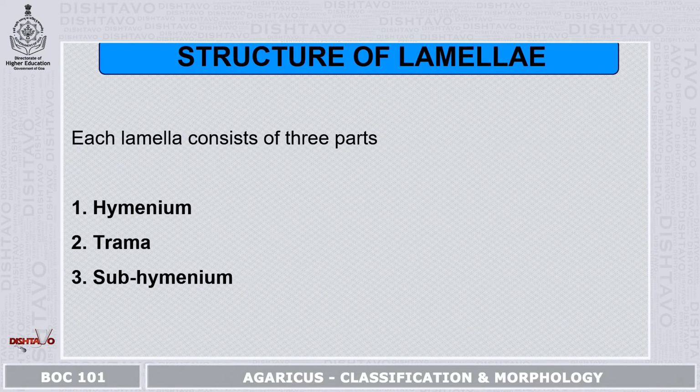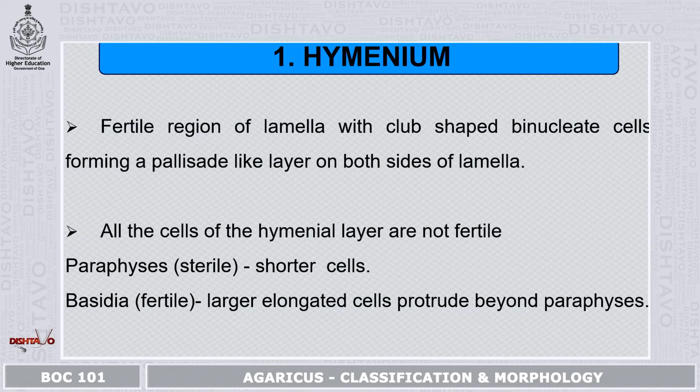Now, if you see the structure of a lamella or the gill, it has three parts: hymenium, trama, subhymenium. The hymenium is the fertile region, students, with club-shaped binucleate cells lying on either side of the lamella. All the cells of the hymenial layer are not fertile. There are some shorter cells which are sterile and they are called paraphyses. Whereas there are some much elongated cells which protrude out and are called basidia. They are fertile and will produce the basidiospores.